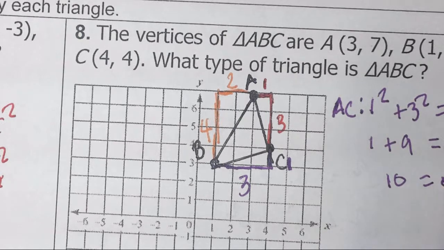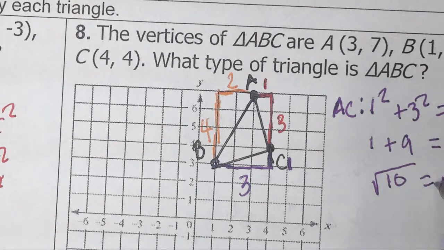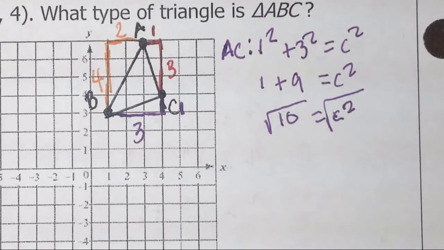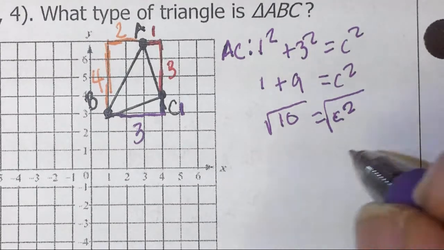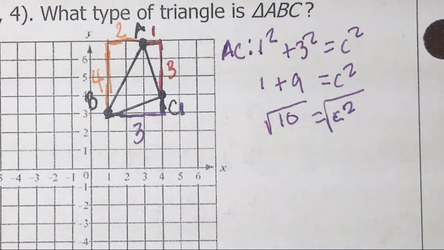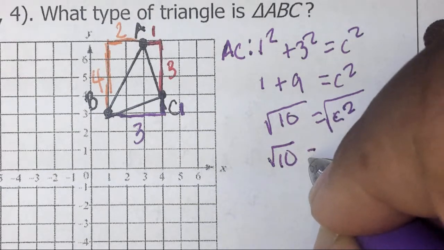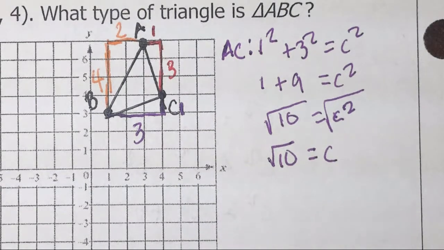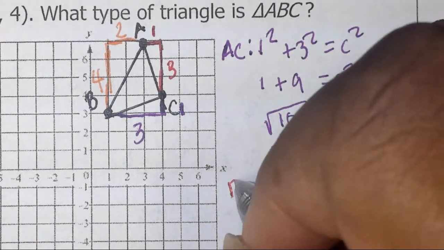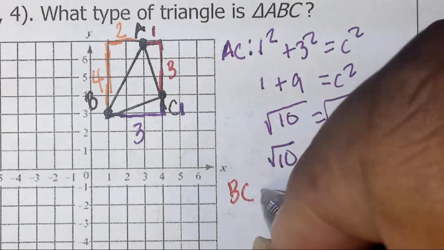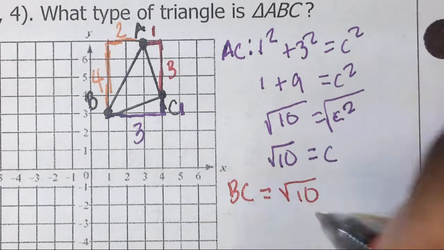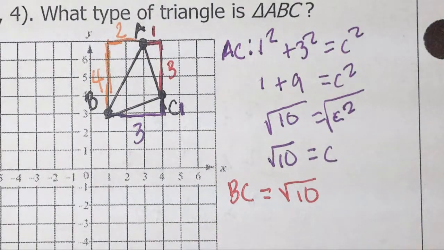It's not scalene. Square root, square root. You should know what I'm doing. I'm going to leave that at square root of 10 because that's the simplest form. You can't break square root of 10 down anymore. 5 and 2, and they're just going to go right back together. So BC is the same as that, so BC would also be square root of 10. So AC and BC are both square root of 10. Then you need to find AB.